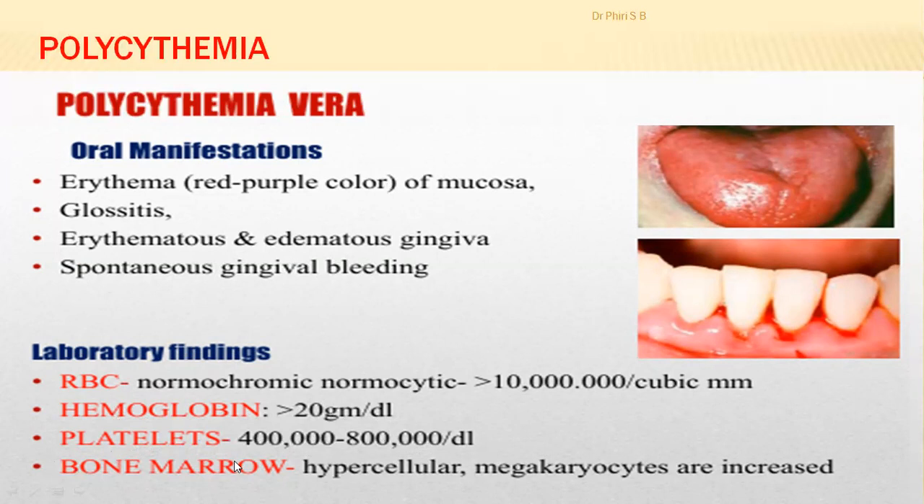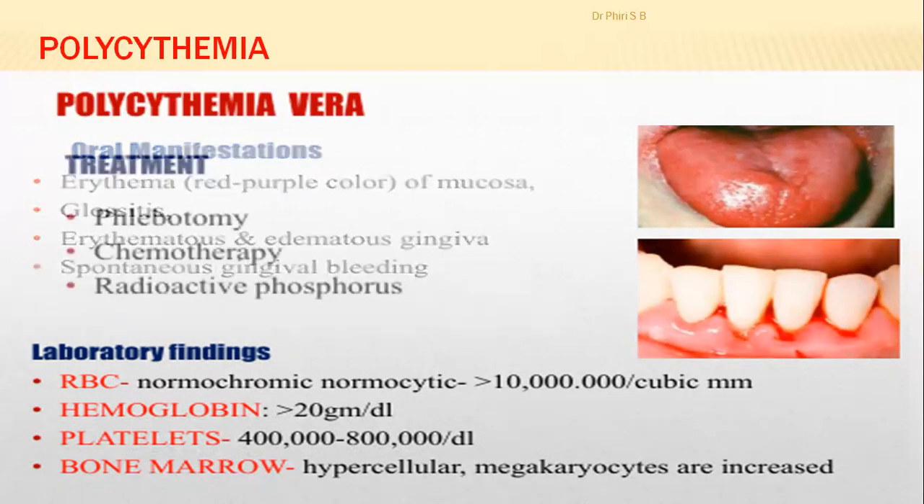Then the bone marrow will be hypercellular, and megakaryocytes are increased. Meaning that to be hypercellular, you have a lot of those hematopoietic stem cells. There's a lot of activity that is resulting in the polycythemia.